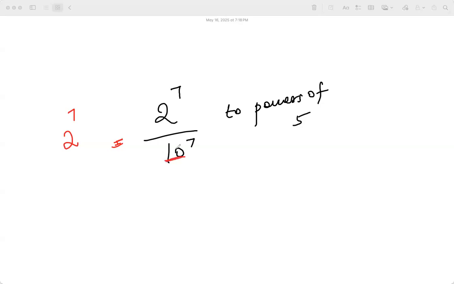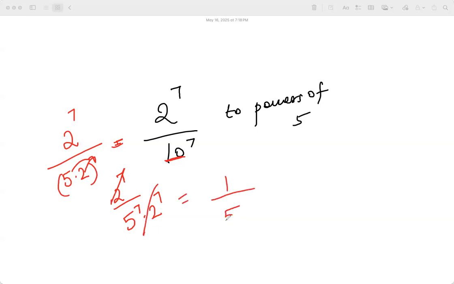How can I write 10, Viraj? 10. No. 10 is a composite number, right? Write it as a prime power. Like 5 times 2. Yeah, 5 times 2 whole power of 7. In that case, the power 7 applies to each one. 2 power of 7 by 5 power of 7 times 2 power of 7. Make sense? Yeah. These both get cancelled. 1 by 5 power of 7.